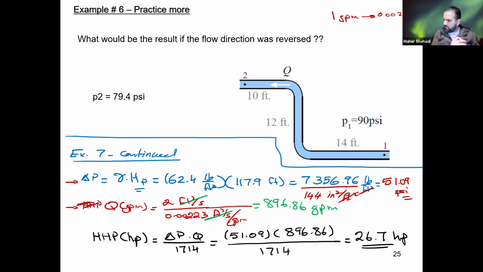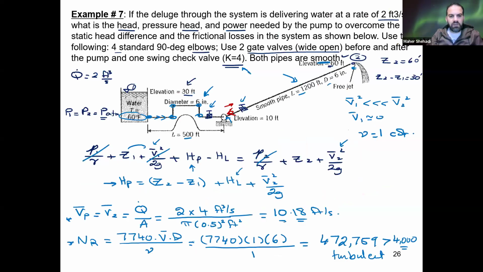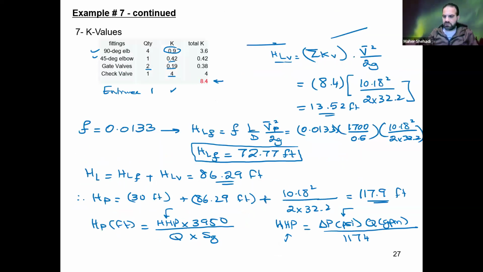You can try the other one. I did get 26.7. The other equation should be straightforward.